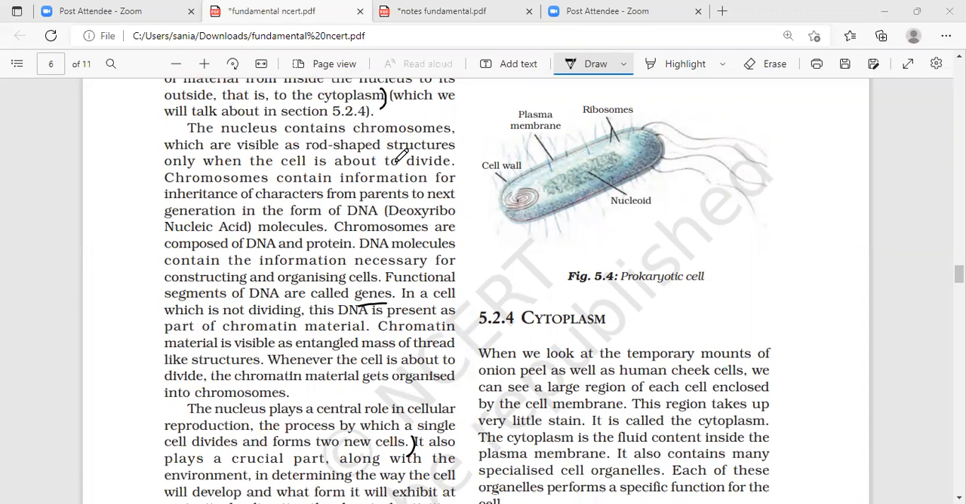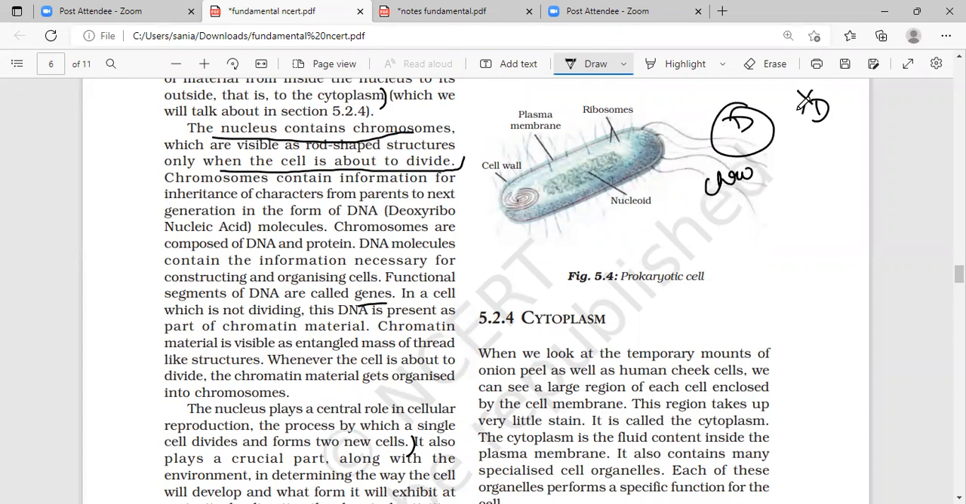Okay, done. So remember one thing. See, the nucleus contains chromosomes, right? When the cell is about to divide. There are two types of cells: the cells which divide and the cells which don't divide. The cells which divide, they have chromosomes. But the cells which don't divide, they have DNA. Clear?